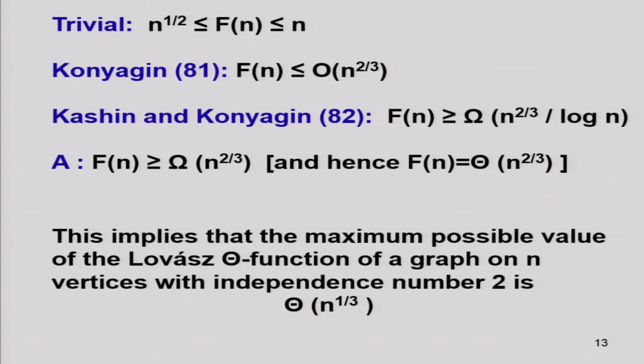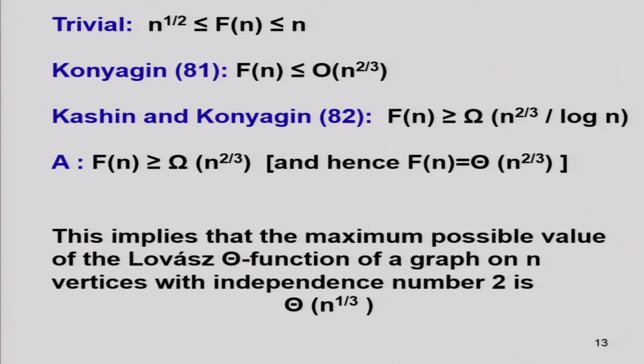And if you translate it to the theta function, this will tell us that the maximum value of a theta function of a graph on n vertices with independence number 2 is some constant times n to the 1/3. So it means that this is not a good way to decide if the maximum possible Shannon capacity is finite or not, because this is growing with n.